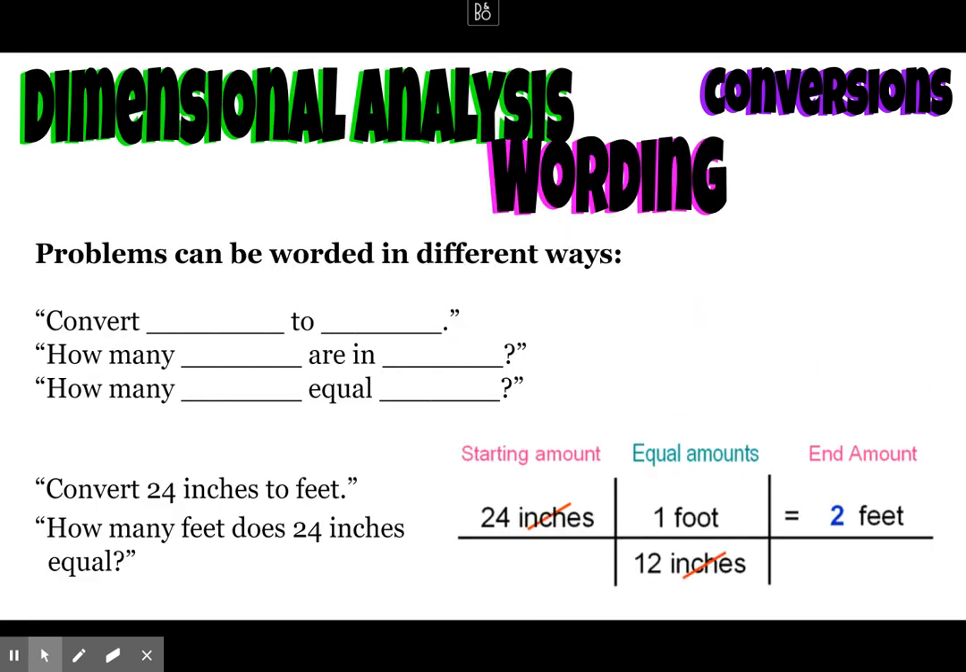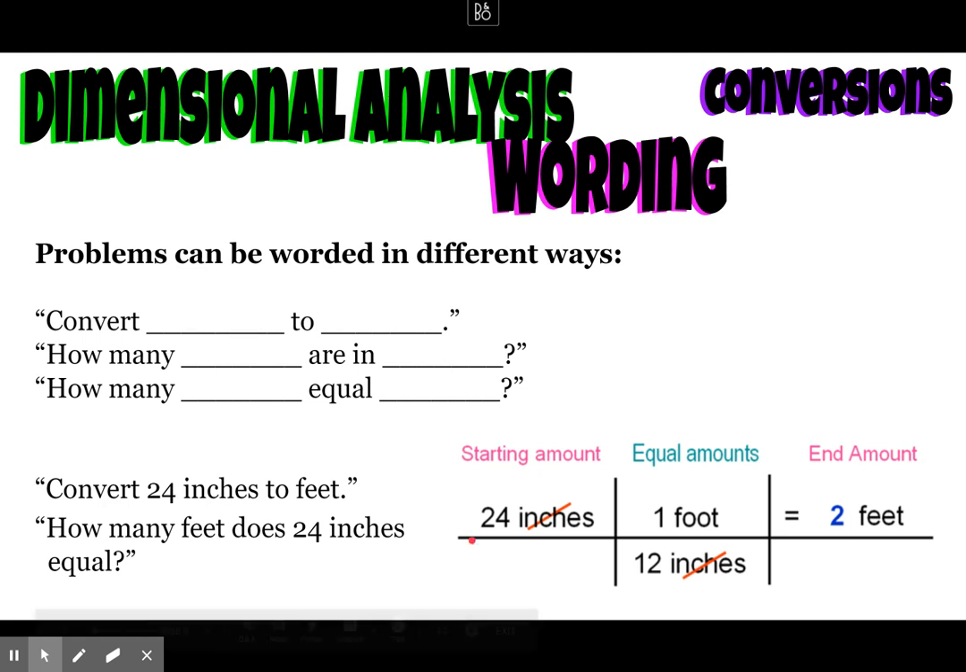Now let's think about dimensional analysis wording. There are several ways the problems can be worded. You can think about it as convert inches to feet. How many inches are in a foot? How many inches equal this many feet? So there's many different ways we can think about it. So let's start here. Convert 24 inches to feet. So that's the problem we worked out on the last slide.